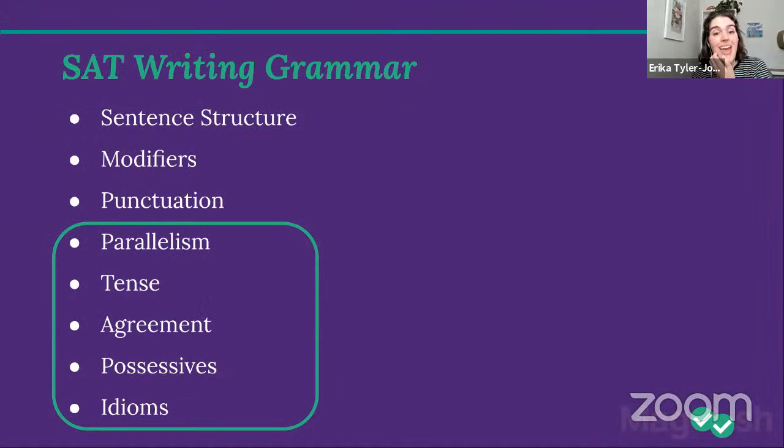Fun little preview. And then we are also going to do parallelism, tense, agreement, possessives, and idioms. So we are going through a lot of stuff tomorrow. So come back tomorrow for more information.